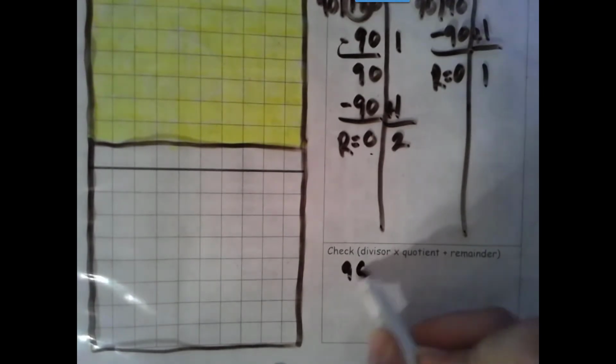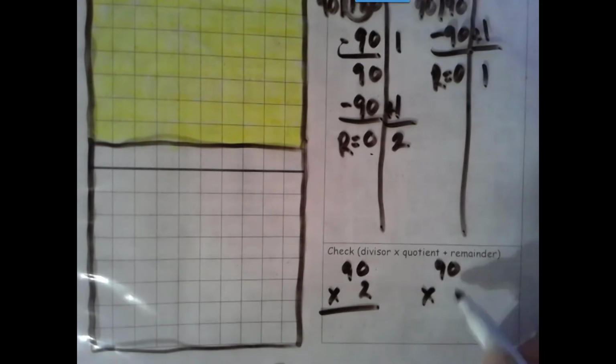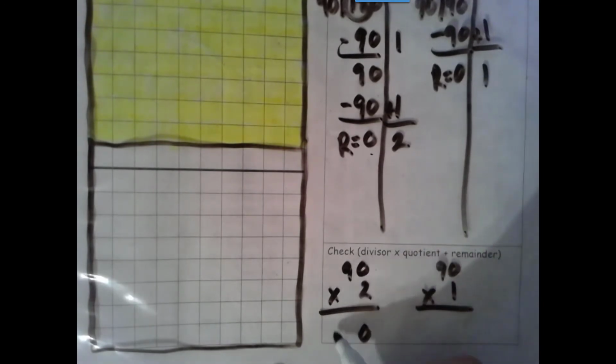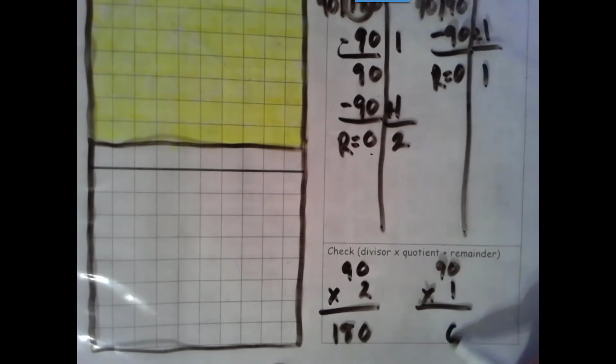Since our remainder is 0 for both, and our identity property of addition says when you add 0 it stays the same, we don't need to add 0. 2 groups of 0 is 0. 2 groups of 9 tenths is 18 tenths. And then here we have the identity property of multiplication that says when you multiply by 1 it stays the same, because one group of 0 is 0, one group of 9 tenths is 9 tenths.